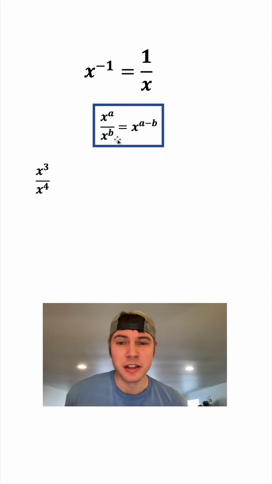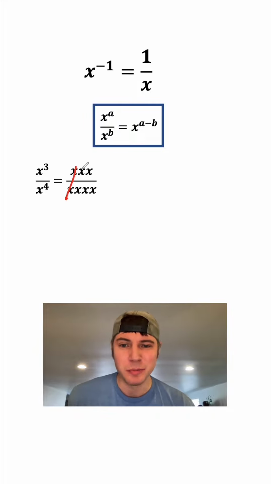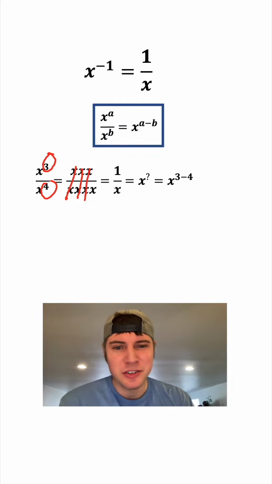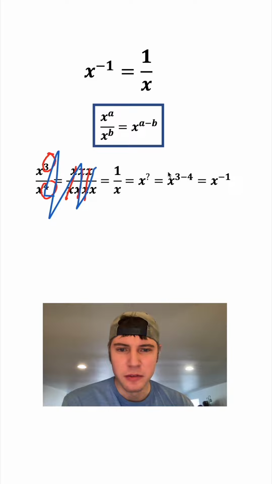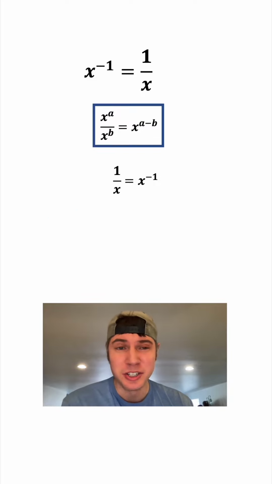Let's try another one of these. Let's do x to the 3 over x to the 4. That would give us 3 x's over 4 x's. After we cancel out tops and bottoms, we're left with 1 over x. And what should we call that 1 over x? X to what power? We would do the 3 minus the 4. And what is 3 minus 4? Negative 1. And let's get rid of all of this stuff and then smush it together. So now we have 1 over x equals x to the negative 1.